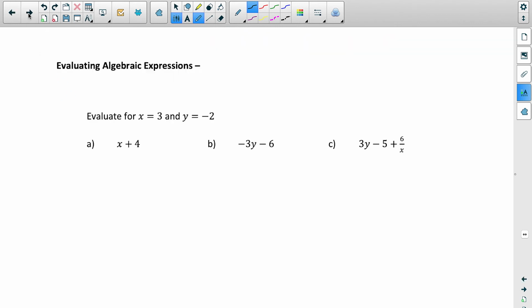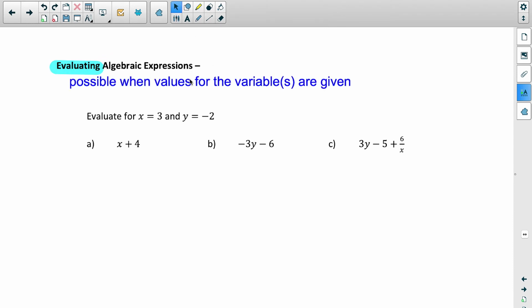Okay, let's go into the other thing you need to know in this lesson, which is evaluating algebraic expressions. Evaluating algebraic expressions. What's that mean? That is when, well, first of all, it's only possible when you know the values for the variables. See, in this first question, they tell you x equals 3 and y equals -2. Oh, they've told us what is x and what's y. Now we can do some evaluating.